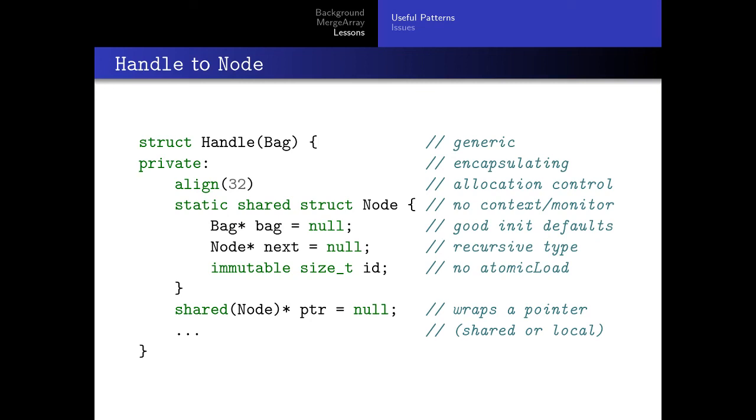It's a recursive thing. I get to say equals null everywhere so that it's nice and default values. I have an immutable ID for each node because you don't want it to change, and that means I don't have to do an atomic load just in case, or casts or anything. And then the handle, the only data inside is just the shared pointer to one of these nodes, which is null by default. And depending on whether the handle itself is shared or not, you have head shared or not head shared.